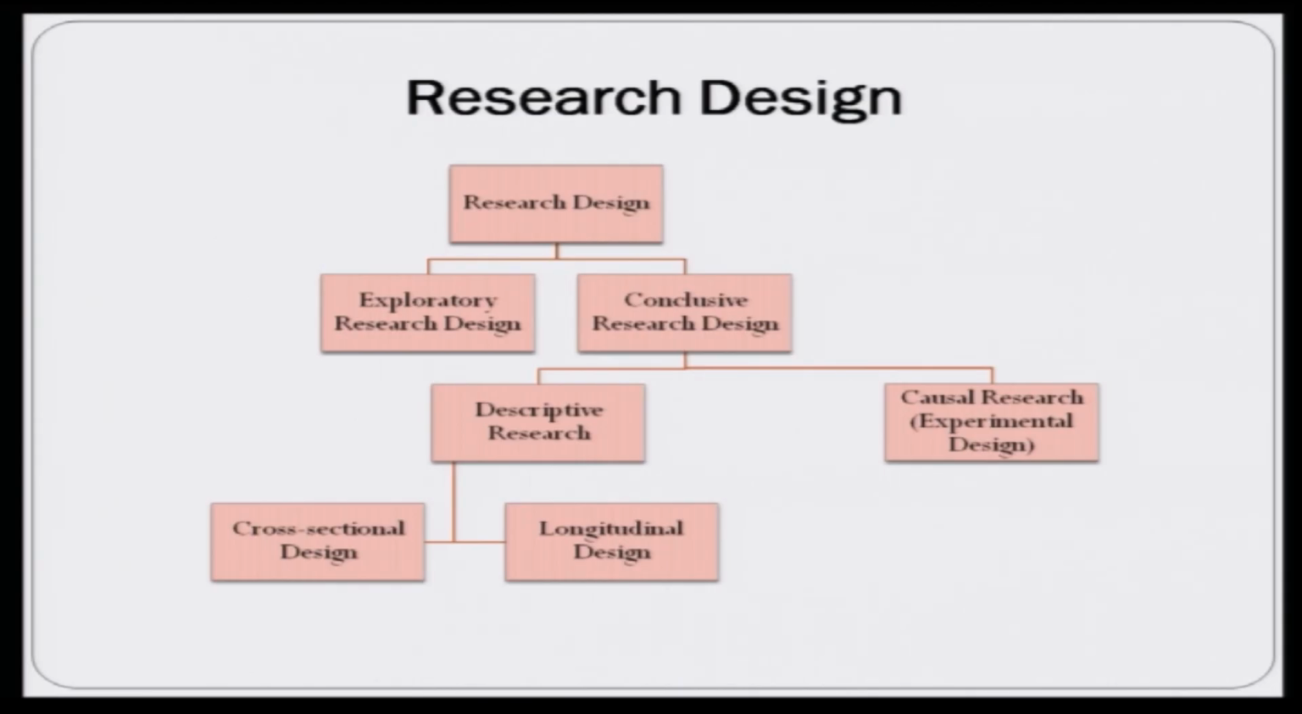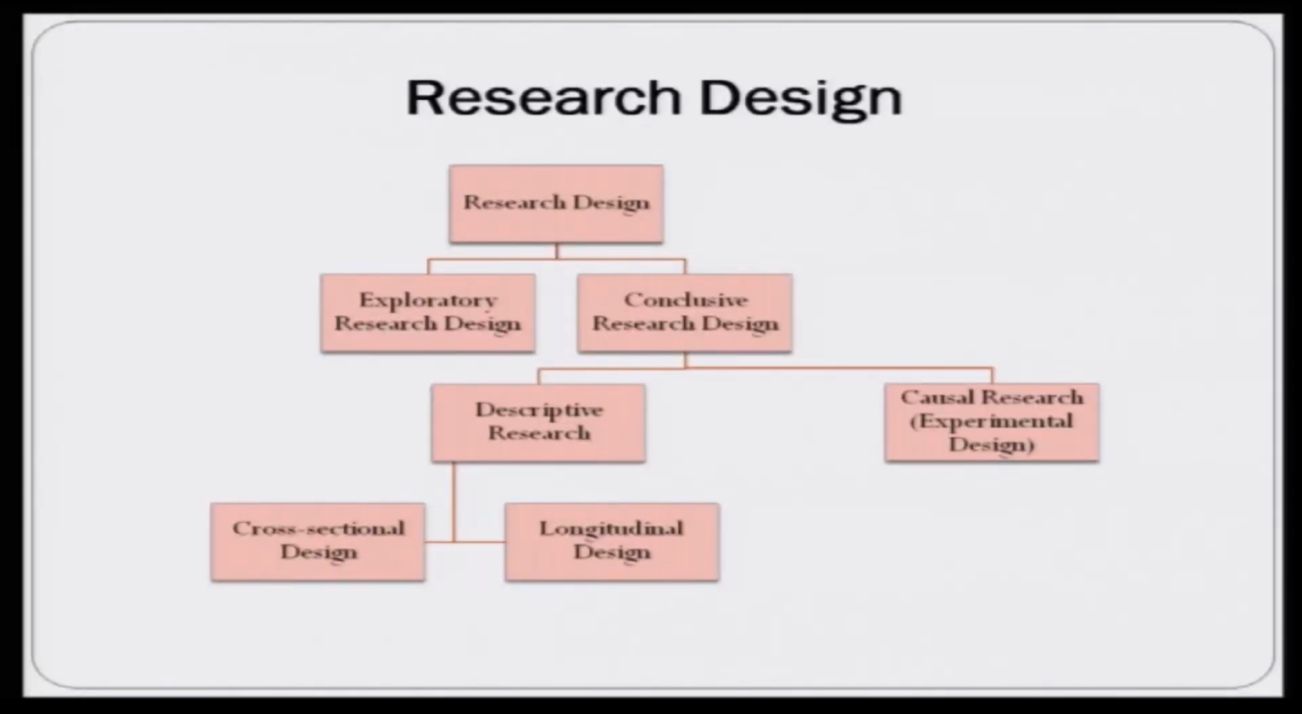Within conclusive research design you have descriptive research design, which is further subdivided into two parts. One is cross sectional design, where at a particular point of time you draw a sample and come out with whatever information you are seeking from that sample. However, if you perform the study on the same sample over a period of time, it is called longitudinal design. The other type of conclusive research design is causal research design, where you try to establish the causal relationship between two variables and investigate whether there is a causal relationship or not.